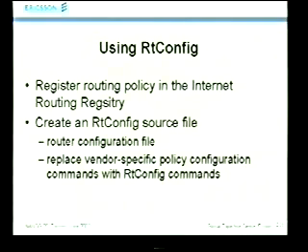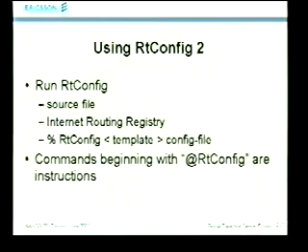You run RT-config. The RT-config program looks at the source file, the file you've created, looks at the Internet Routing Registry, and basically you would run it like this: RT-config template config file. The commands beginning in this template with this @RT-config are instructions that tell the program, go away and do something. I'll give you an example in a moment.